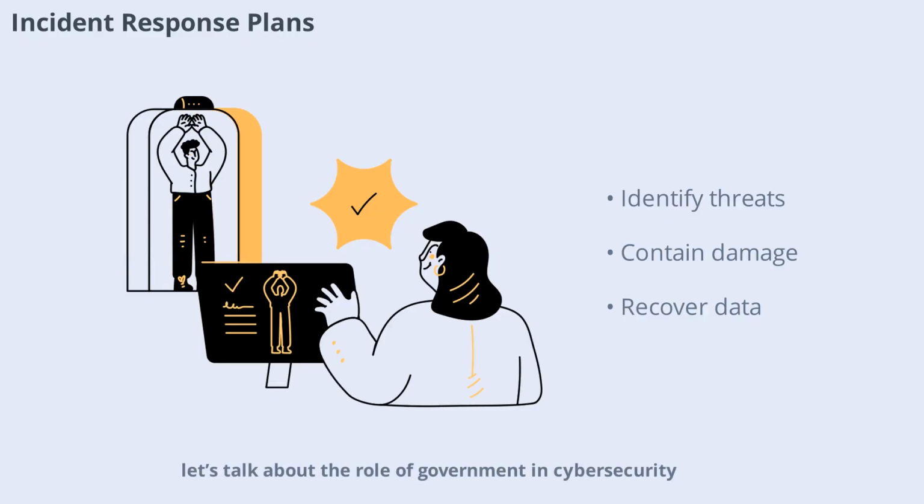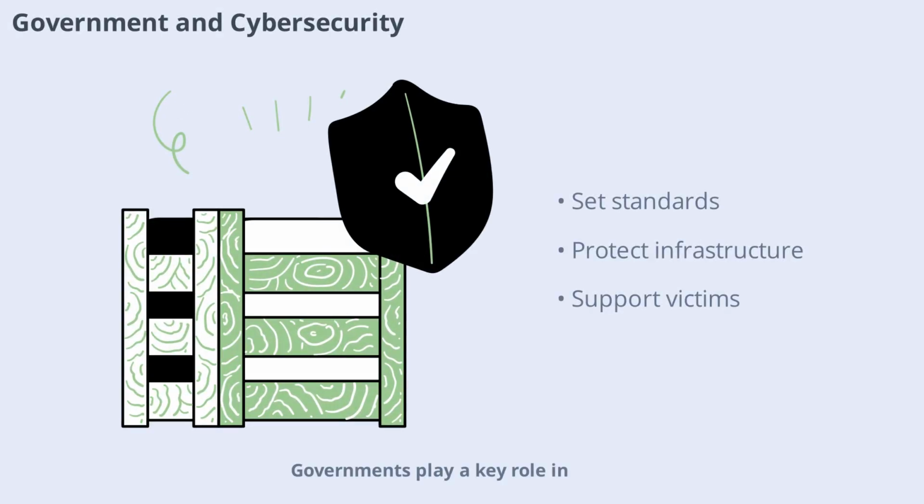Next, let's talk about the role of government in cybersecurity. Governments play a key role in setting cybersecurity standards and protecting critical infrastructure. They create laws and regulations to help keep citizens and businesses safe online. Many governments also provide resources and support for victims of cybercrime.